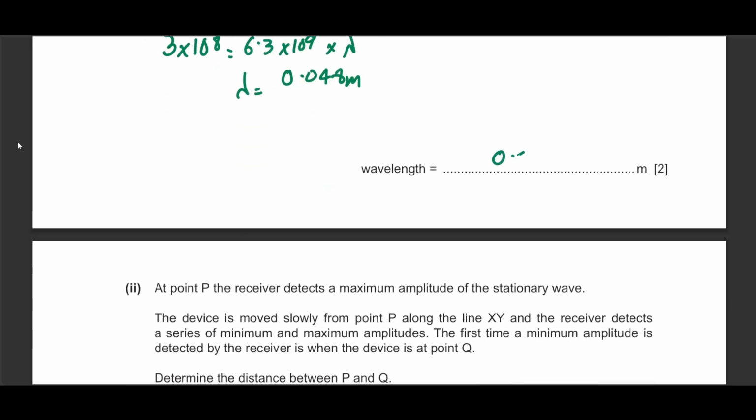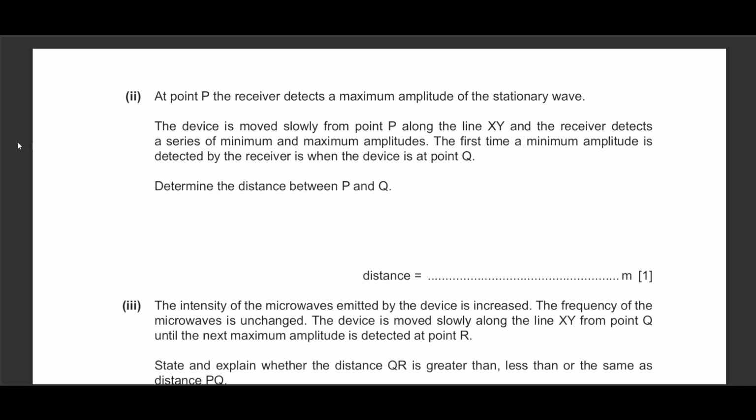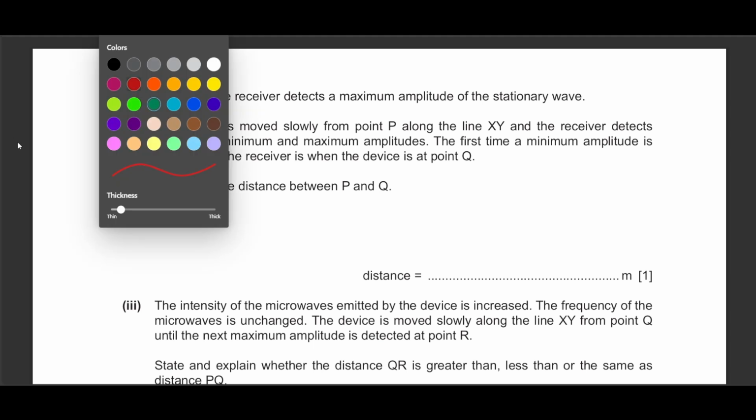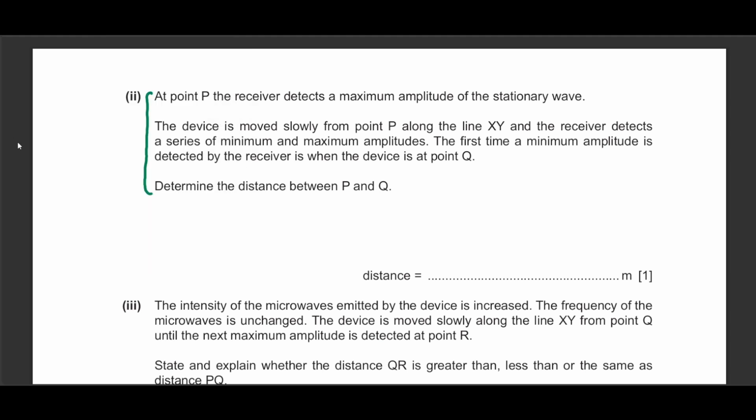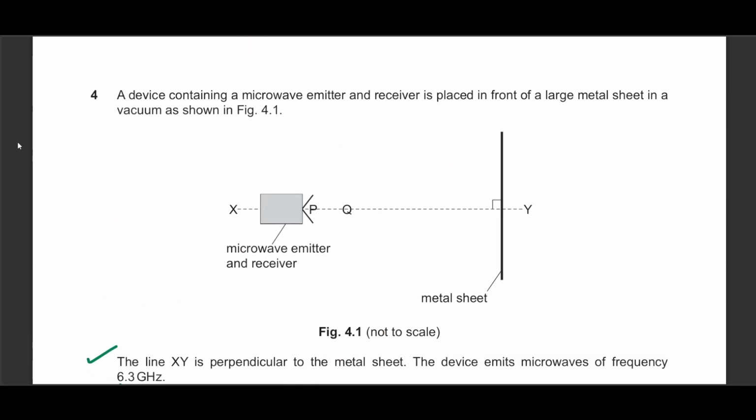Now, part 2. At point P, the receiver detects a maximum amplitude. Now, this information is very important. Please be advised to note this information down, because this will help you figure out where the nodes and antinodes are going to be. So he says at point P, the receiver detects a maximum amplitude. So let's go back to the diagram. So over here, it's a maximum amplitude. So I can expect that this will be an antinode position.